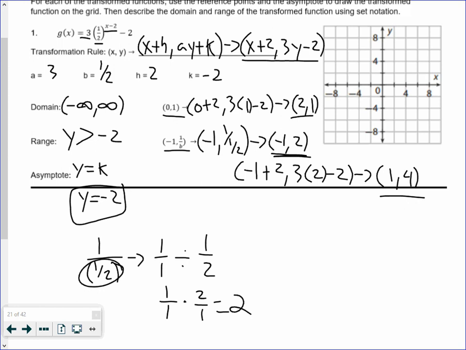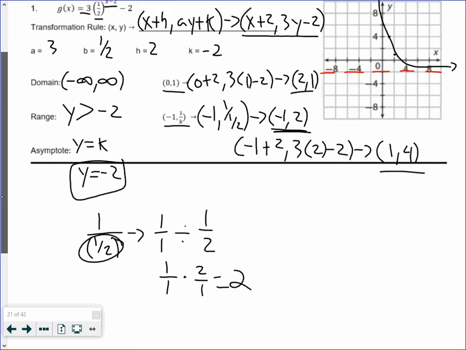So our asymptote's at y equals negative 2. We're always going to graph our asymptote first, and now we're going to plot both of our points. We have 2, 1, and we have 1, 4. And since our b is between 0 and 1, we know it's going to be a decay function without it even telling us. So we know the shape of the function is going to be decreasing into the asymptote. Since our a is positive, we're starting on the top, and we're decaying into the asymptote. So that's how our function is going to look.